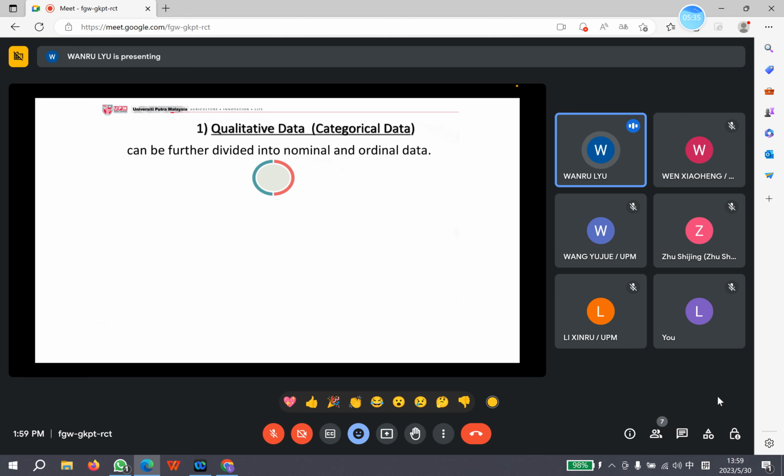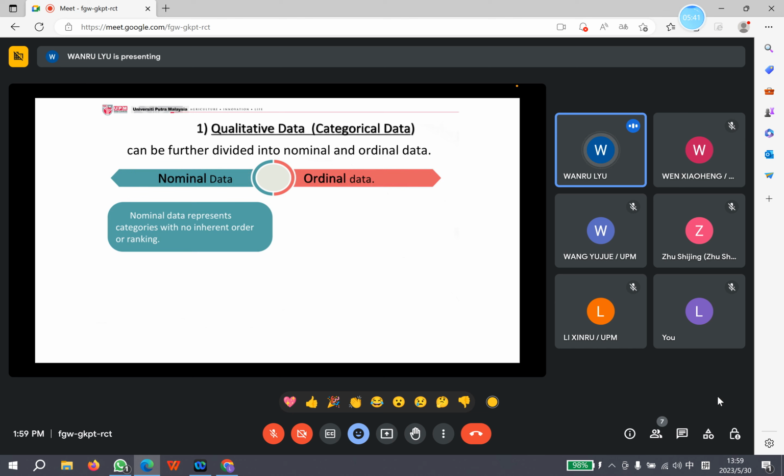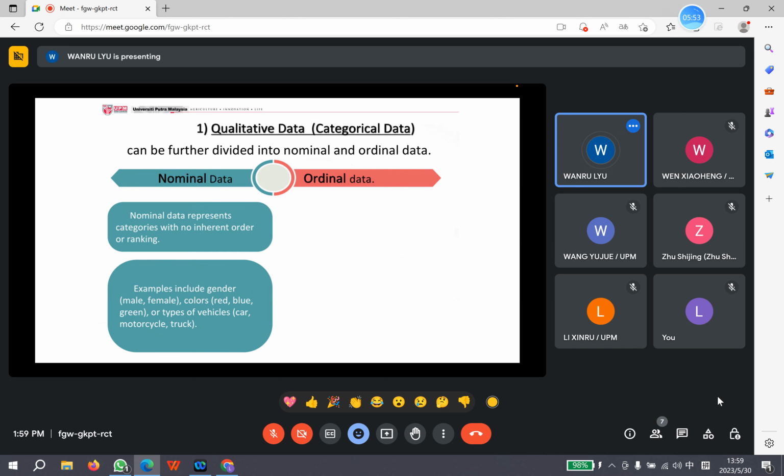Qualitative data, to be further talked about, can be divided into nominal and ordinal data. These two kinds of data can also be seen when we want to use some computer programs such as SPSS. Nominal data represents the categories without talking about ranking, for example, gender, color, or types of vehicles. But ordinal data represents categories with a specific order or ranking.